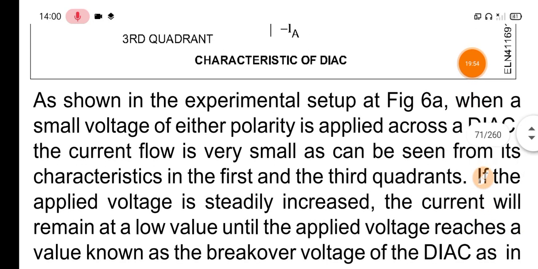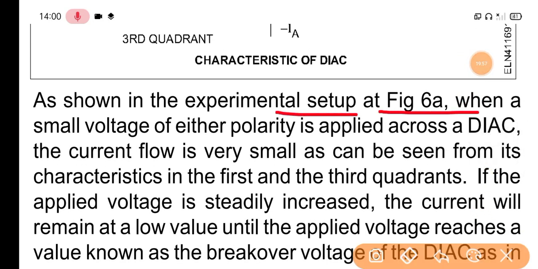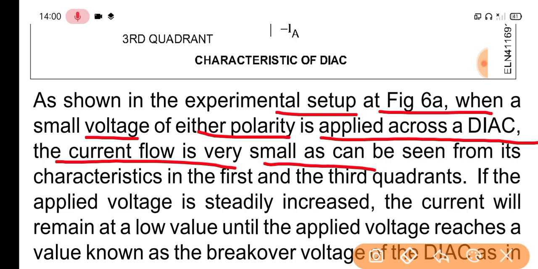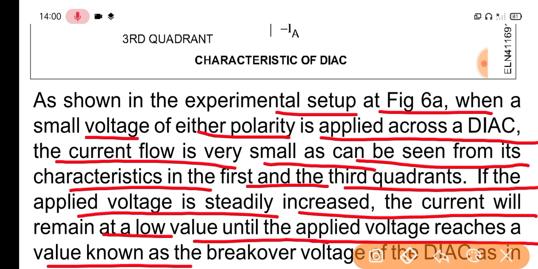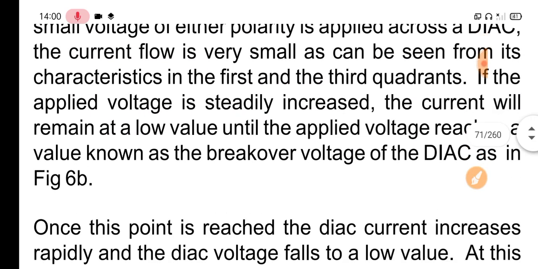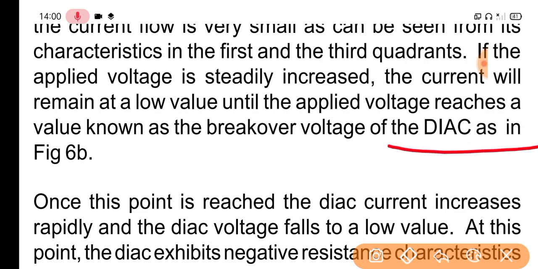As shown in the experimental setup in picture 6a, when a small voltage of either polarity is applied across a diac, the current flow is very small, as can be seen from its characteristics in the first and third quadrants. If the applied voltage is steadily increased, the current will remain at a low value until the applied voltage reaches a value known as the breakover voltage of the diac, as in picture 6b.